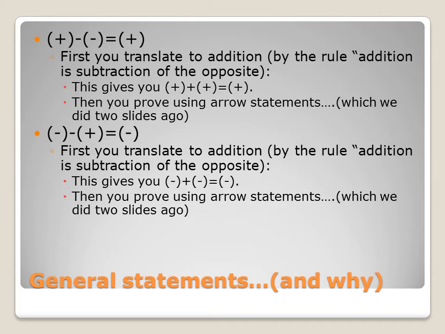Another pretty easy one is that a negative minus a positive equals a negative. So if I have sometimes, always, never with that statement, you would say always. And the reason why a negative minus a positive equals a negative is because if you translate it to addition, you end up with a negative plus a negative. And of course that equals a negative. And you could show that using arrow statements. So you would go on to say, this means an arrow pointing to the left is added to an arrow pointing to the left, and you have to end up to the left of where you started.